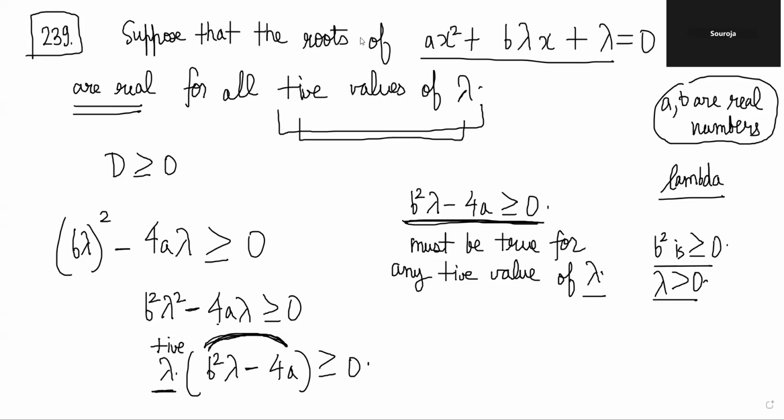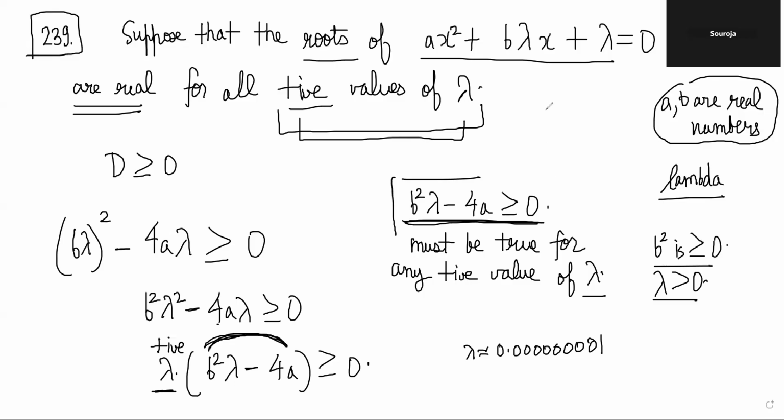The question is saying it's not just true for one or two values of lambda, but for any positive value of lambda. So even if I take a very small positive value of lambda, like 0.00000000001, even then it has to be true, because the roots are still real. That's what the question is saying. So regardless of the value of lambda, we need to make sure that this is correct.